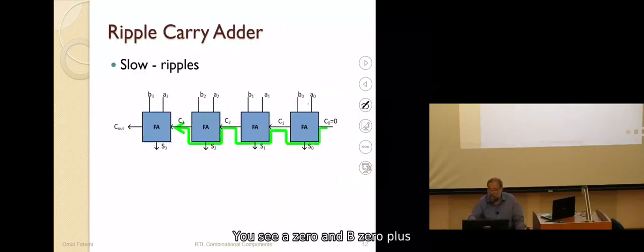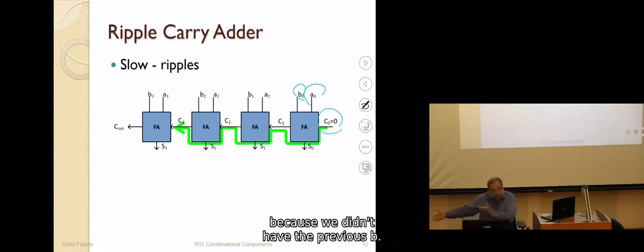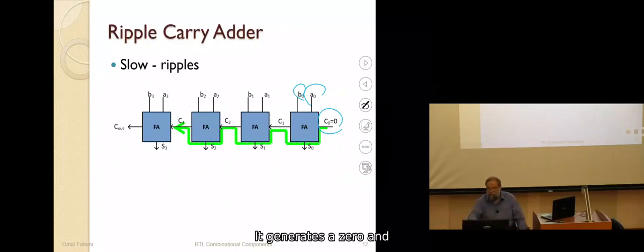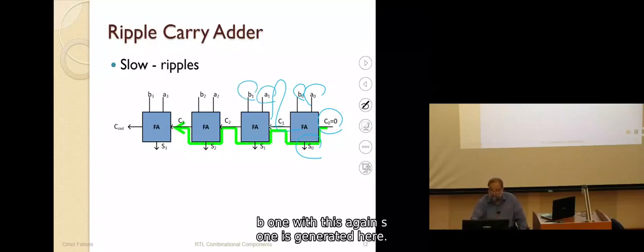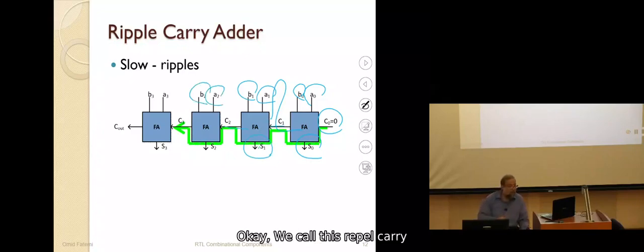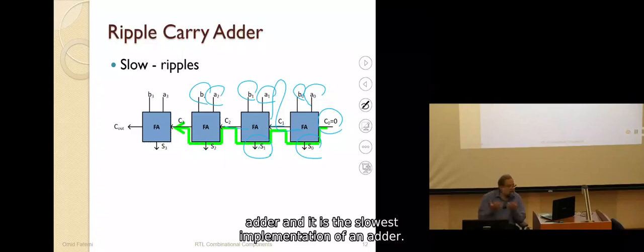You see, A0 and B0 plus the first carry, which is 0 because we didn't have the previous bit. So it generates S0 and generates a carry which goes toward the next stage. Then we have A1, B1 with this. Again, S1 is generated here and carry coming here. A2, B2, and so on. Okay? We call this a ripple carry adder, and it is the slowest implementation of an adder.